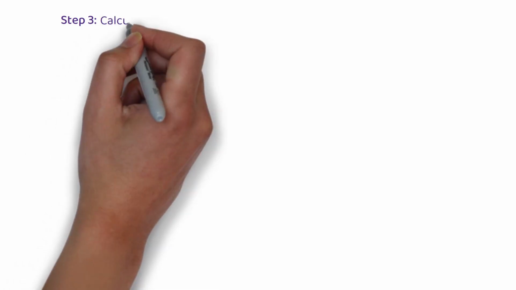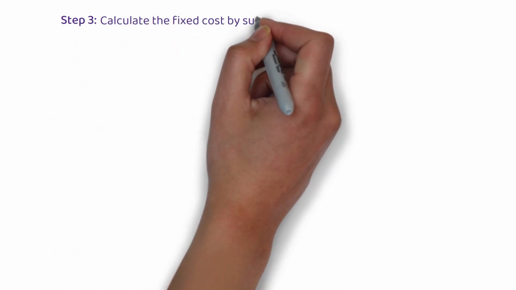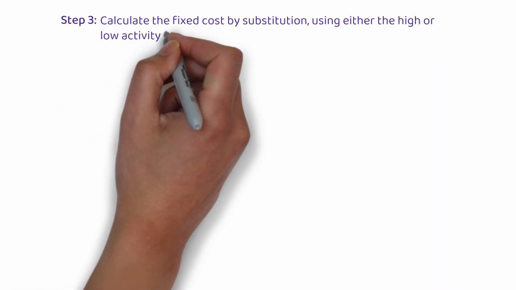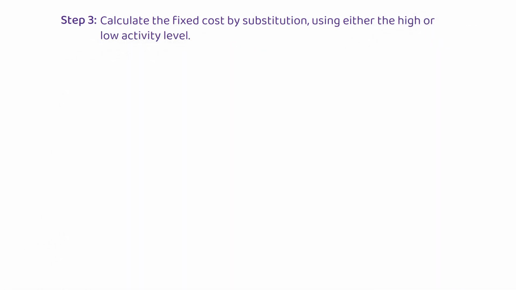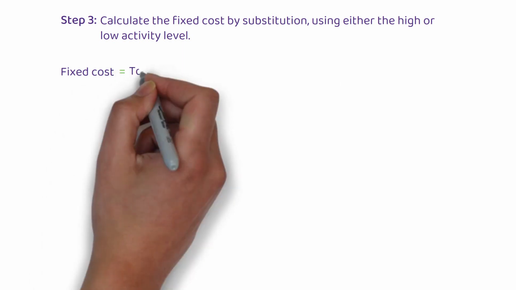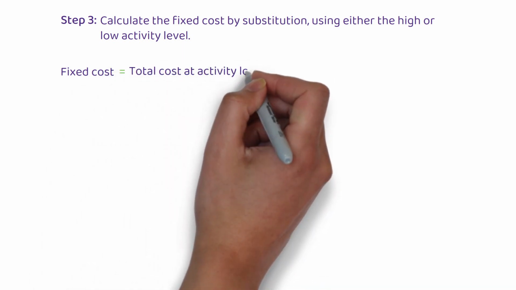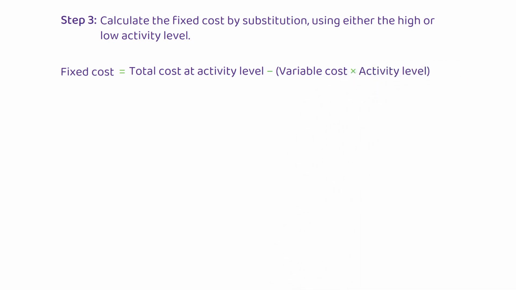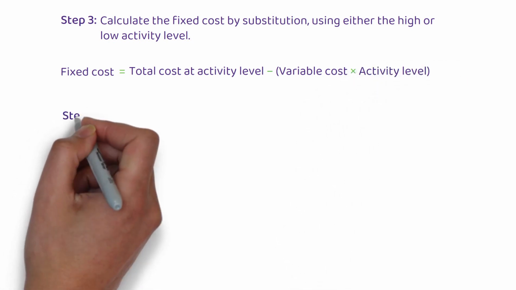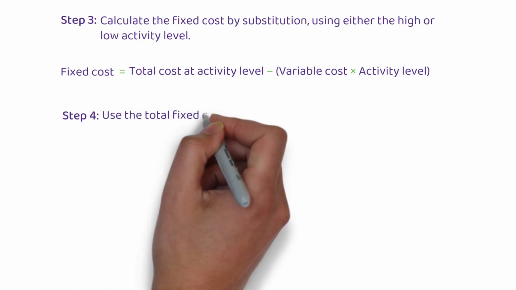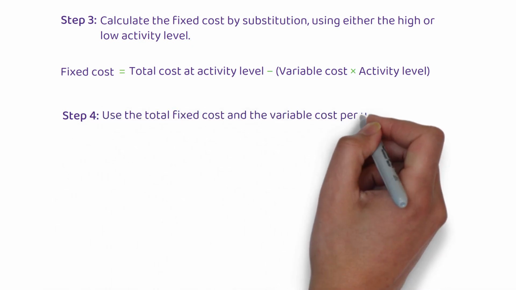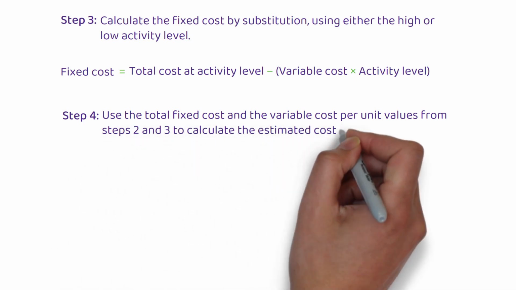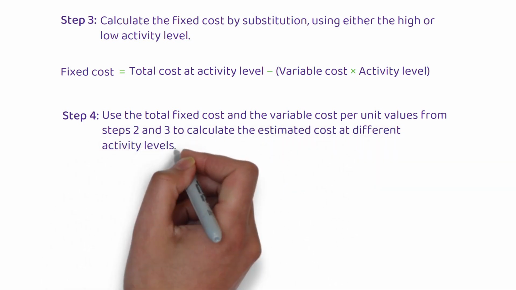Step 3. Calculate the fixed cost by substitution using either the high or low activity level. Fixed cost is equal to total cost at activity level minus variable cost multiplied by activity level. Step 4. Use the total fixed cost and the variable cost per unit values from Step 2 and 3 to calculate the estimated cost at different activity levels.